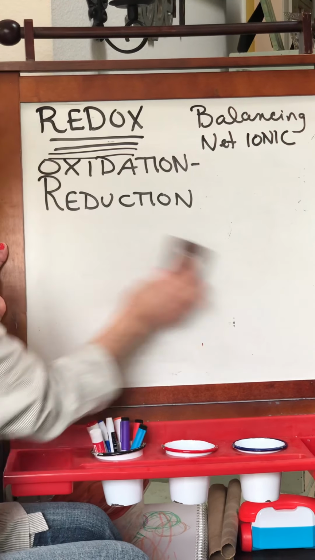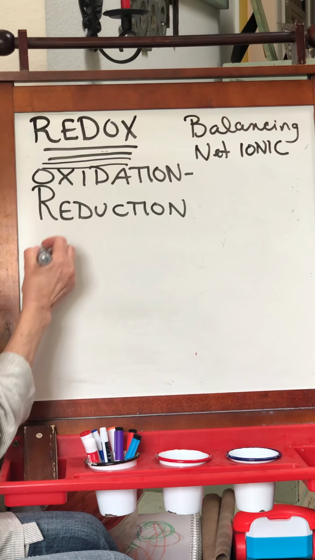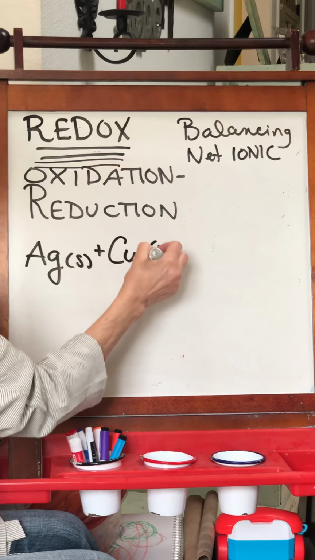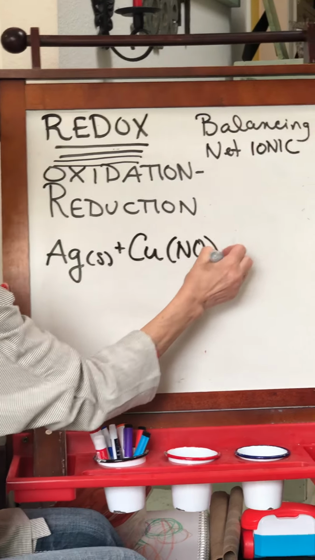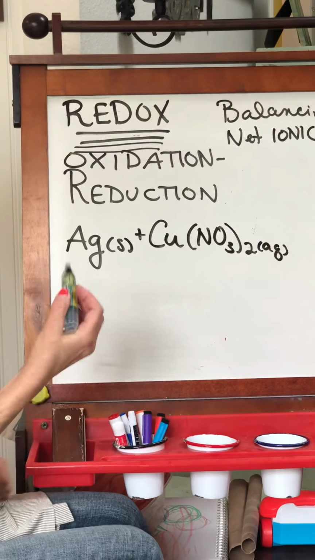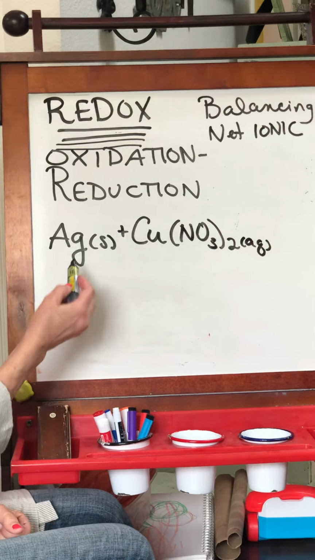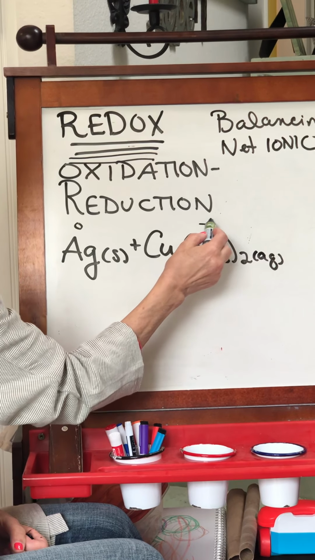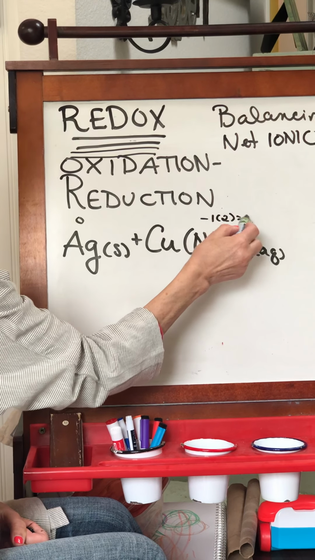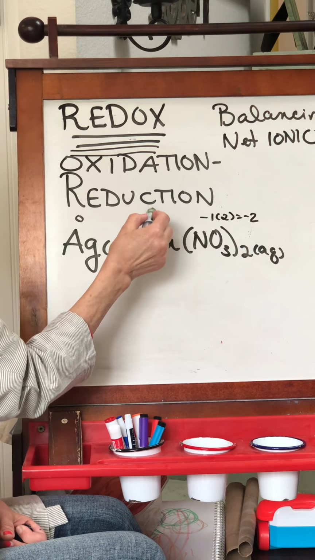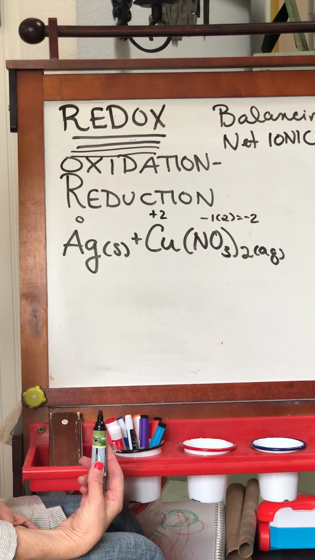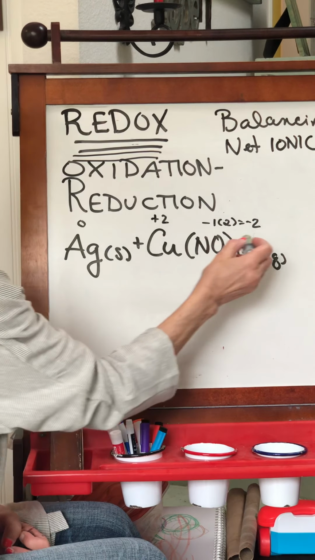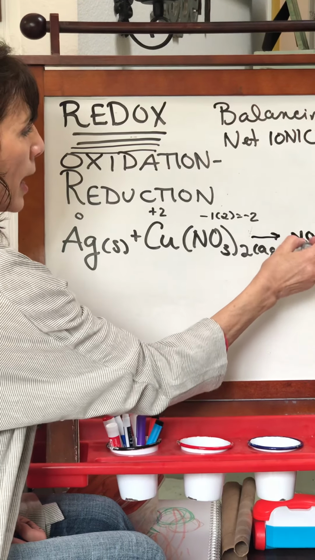I'm going to give you the example of silver metal reacting with copper 2 nitrate. Now you know all your nomenclature, you know all your ions, you know your polyatomics, so we should know our charges. Anything that's elemental has a 0 oxidation number. We know nitrate always has a -1, and there's 2 of them for a total of -2. So copper has to be in the +2 state. Because copper is more active than silver, this will give us no reaction.